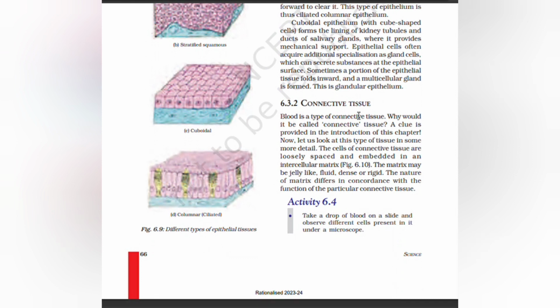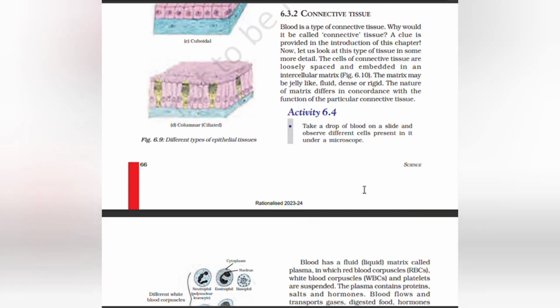Connective tissue. Blood is a type of connective tissue. Why would we call it connective tissue? A clue is provided in the introduction of this chapter. Now let us look at this type of tissue in some more detail. The cells of connective tissue are loosely packed and embedded in an intercellular matrix. This matrix may be jelly-like, fluid, dense, or rigid. The nature of the matrix differs in accordance with the functions of the particular connective tissue.